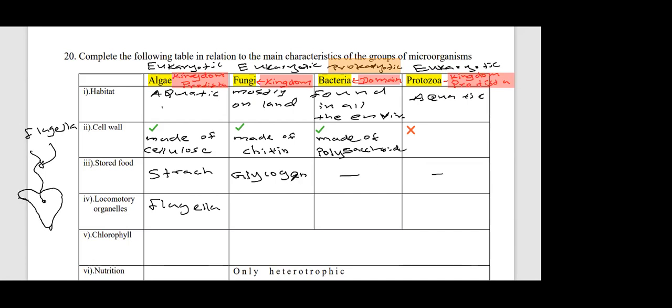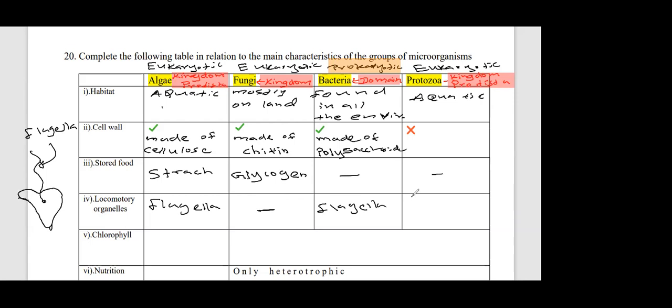Then fungi, no locomotory organelles. They are absent. You can put a cross, or I'll keep that blank. No special locomotory organelles in fungi. That's very important. Then bacteria also have flagella for locomotion.